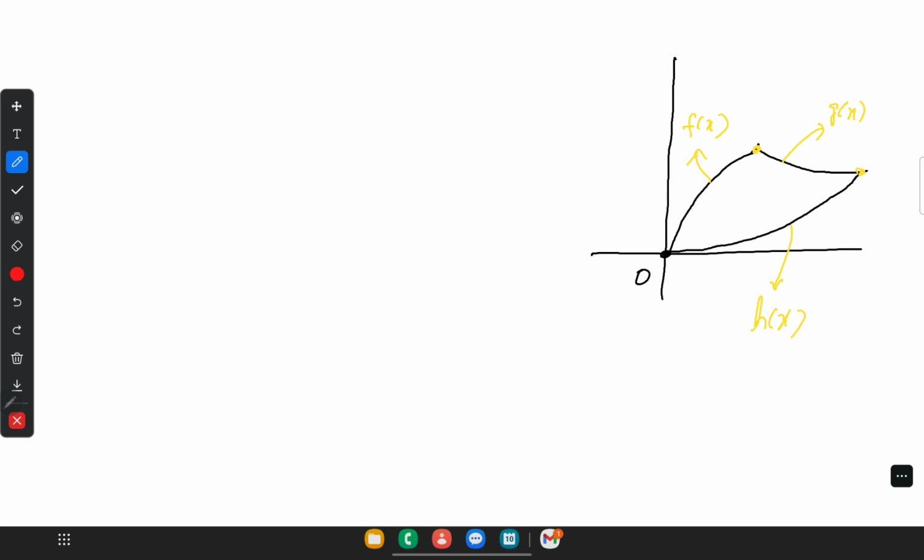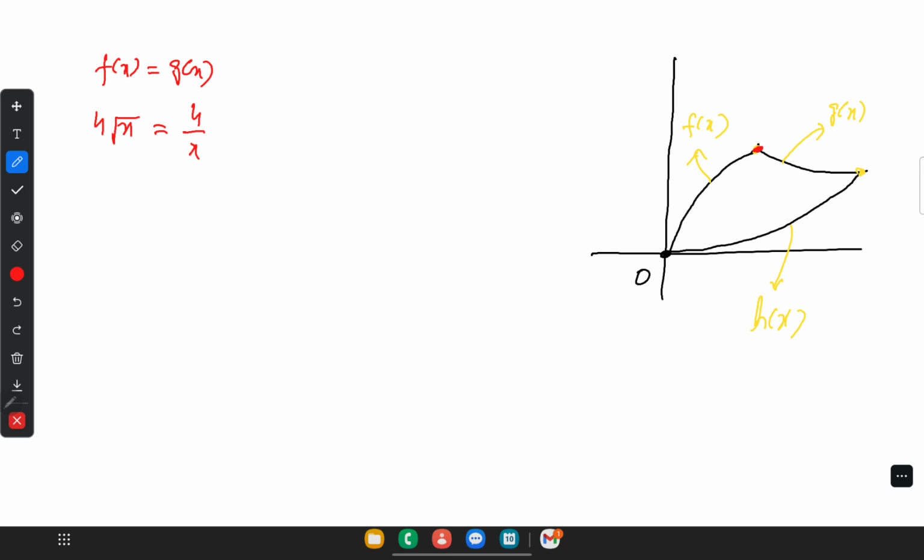So in order to find this point, what will I do? This is the intersection of f of x and g of x. So I will put f of x is equal to g of x. What is f of x? F of x is 4 square root x. And what is g of x?